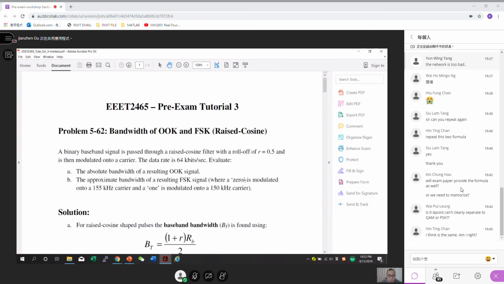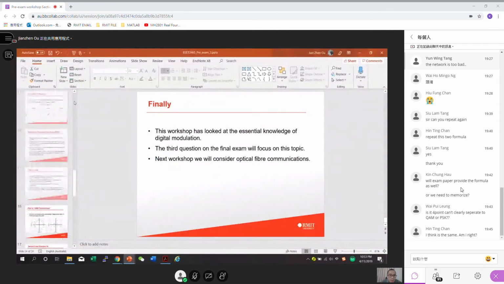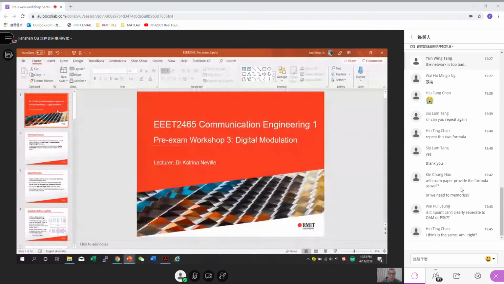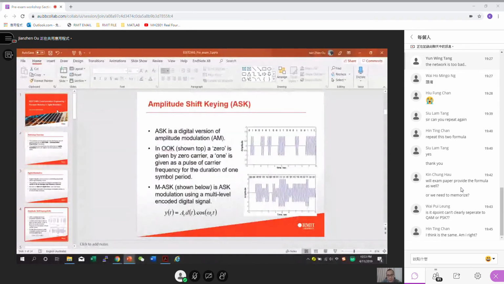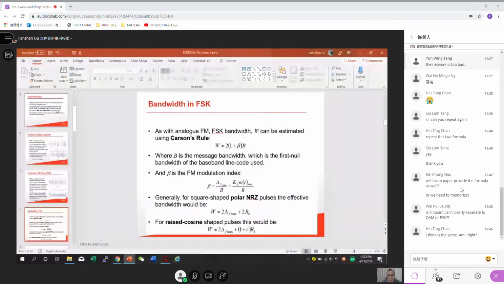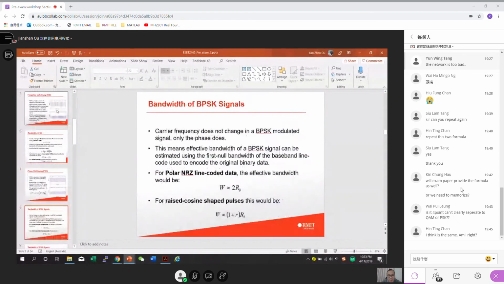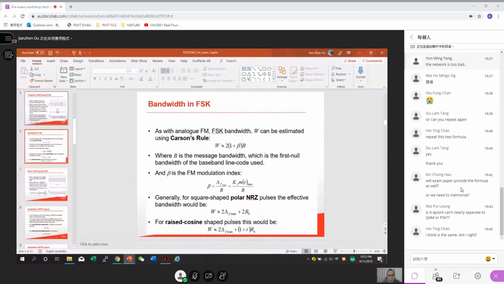It says a 0 is modulated onto a 150 kilohertz carrier, and a 1 is modulated onto a 150 kilohertz carrier. So to answer this question, you can go back to the PowerPoint slide, the example slide. Please look from here, not PSK, from this slide, and try to understand it. I trust you know this slide very well, so you can use some of the formulas from this slide to solve the problem.